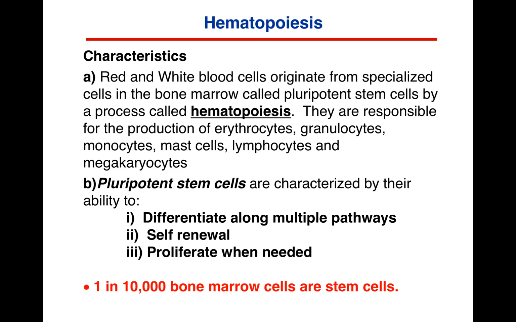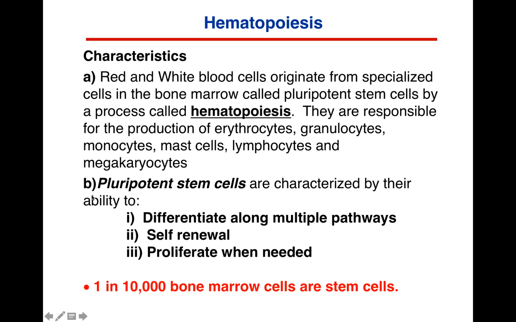Now, the process by which red and white blood cells are generated is referred to as hematopoiesis, and it has several characteristics. Red and white blood cells originate from specialized cells in the bone marrow called pluripotent stem cells. These are responsible for the production of erythrocytes, granulocytes, monocytes, mast cells, lymphocytes, and megakaryocytes. Basically all the cells in the immune system and all the blood cells.